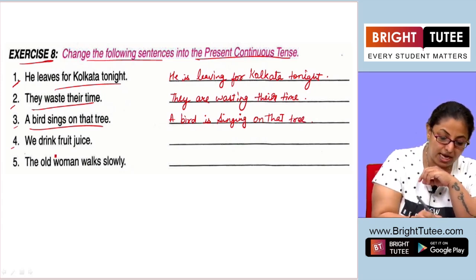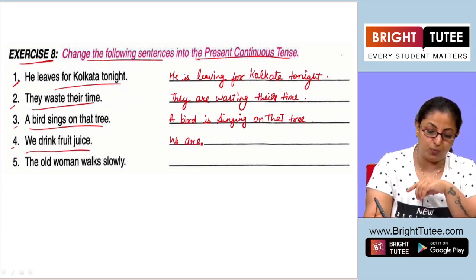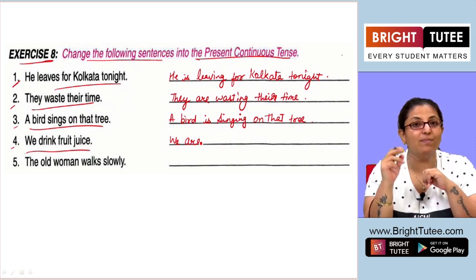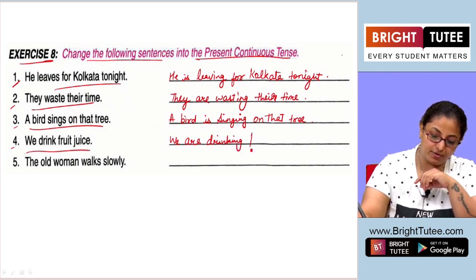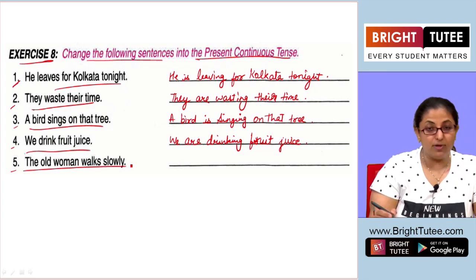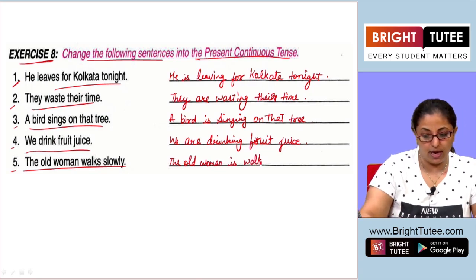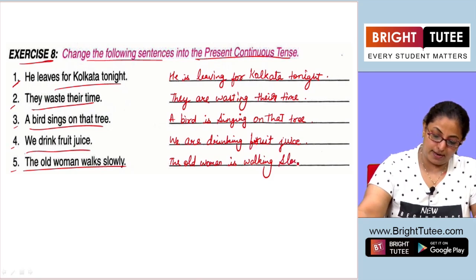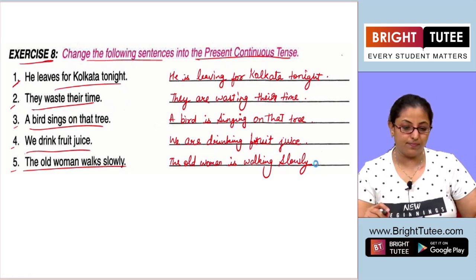Right? We drink fruit juice. We are drinking. We is the first form plural number. So we are drinking fruit juice. The old woman walks slowly. The old woman is walking slowly. Right? So these are the present continuous tense forms.